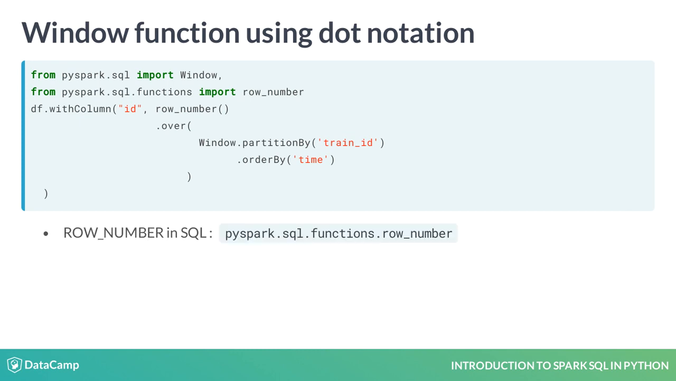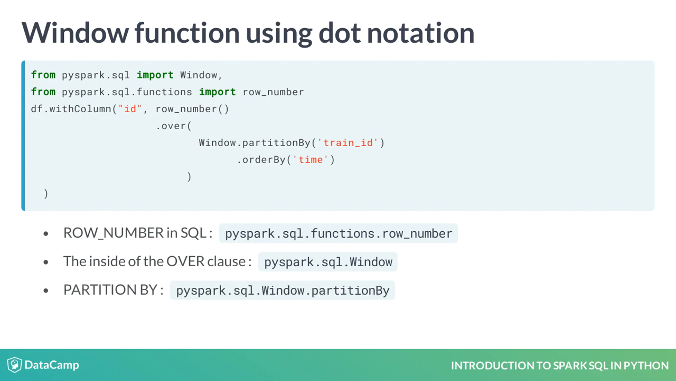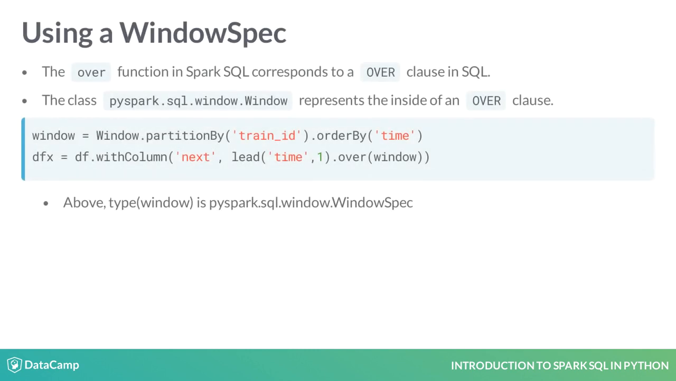The row number SQL clause has an equivalent dot notation SQL function. The inside of an over clause is handled by a window object. The window object provides methods for it to be partitioned and ordered. Some people prefer the SQL version, other people prefer the dot notation. A WindowSpec is defined using the window class and then used subsequently as an argument to the over function in a window function query. Here is an example. Let's practice.